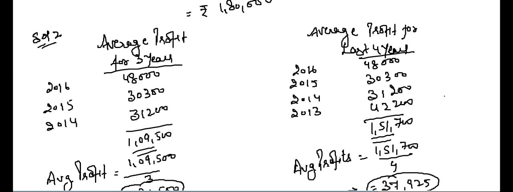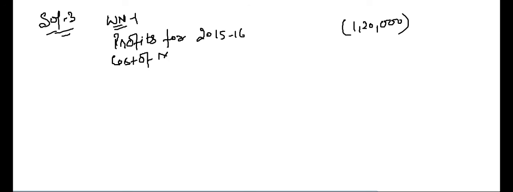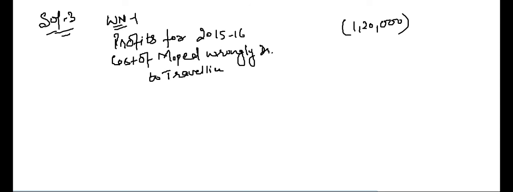So what we will do is, first of all, we'll prepare one working note. Clear? We'll say profits for 2015-16. There was a loss of 1,20,000. Right? Now the cost of moped wrongly debited to traveling expense account.